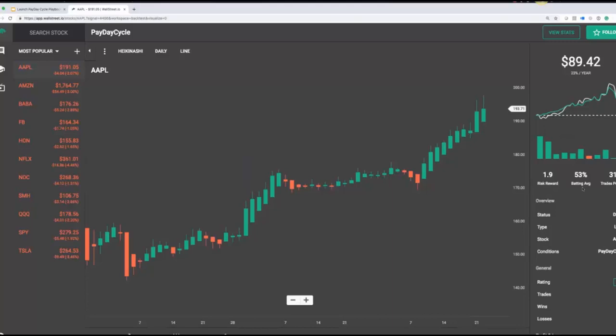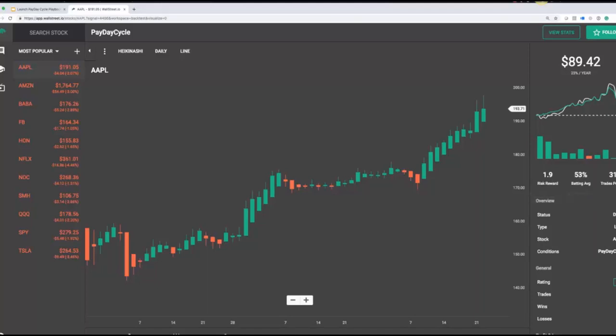So over the last 3 years, on average, this strategy has performed with a 1.9 risk reward. So what does that mean? Everybody here understand risk reward? Risk reward is essentially how much you're risking versus how much you have as a potential reward for your strategy. 1.9 means on average you'll make about $190 for every $100 of risk.